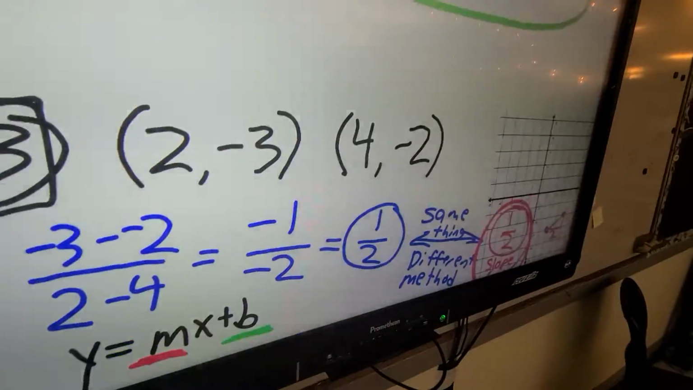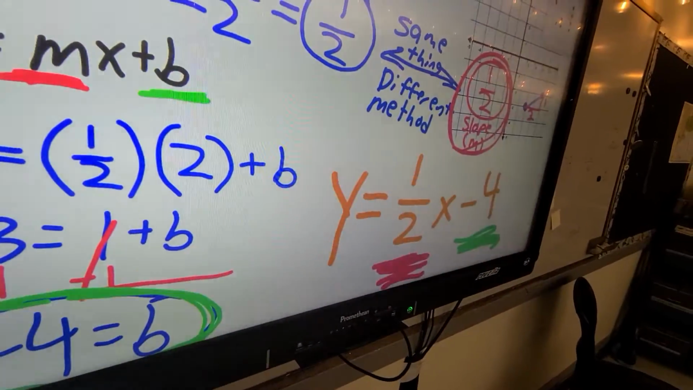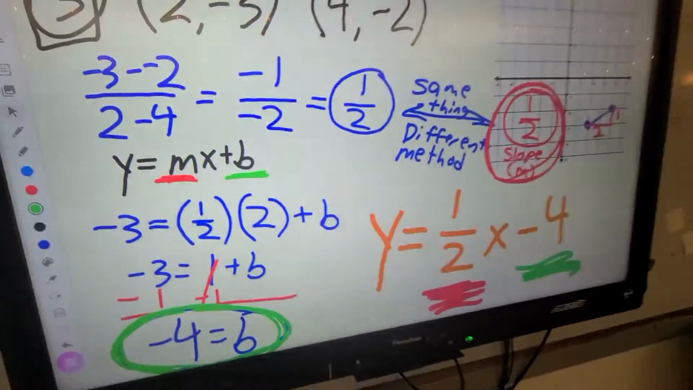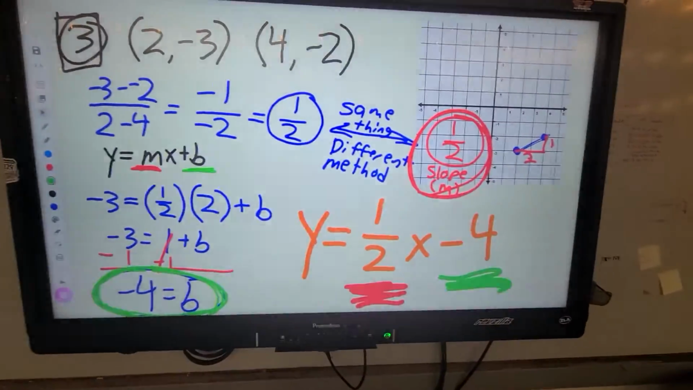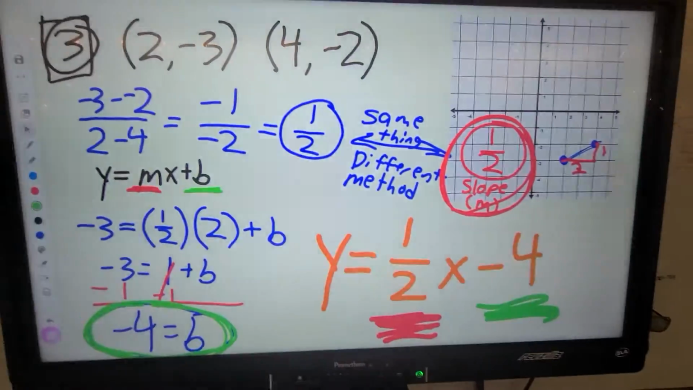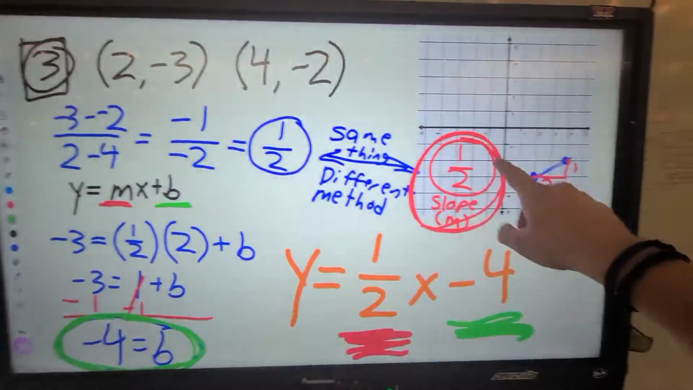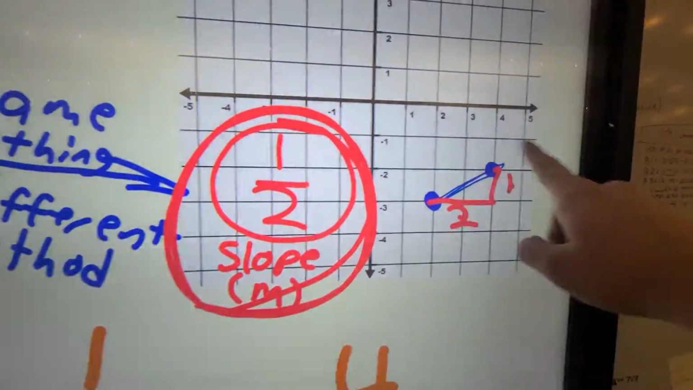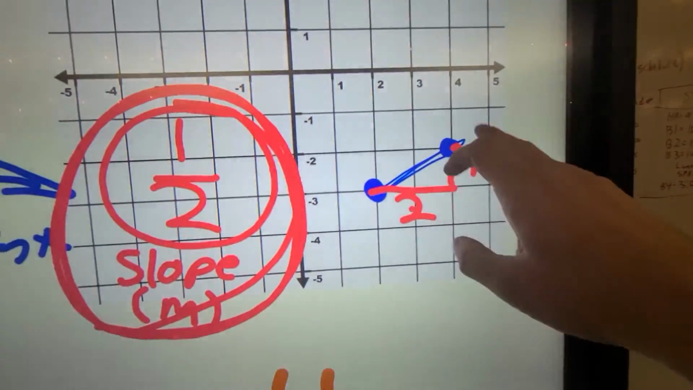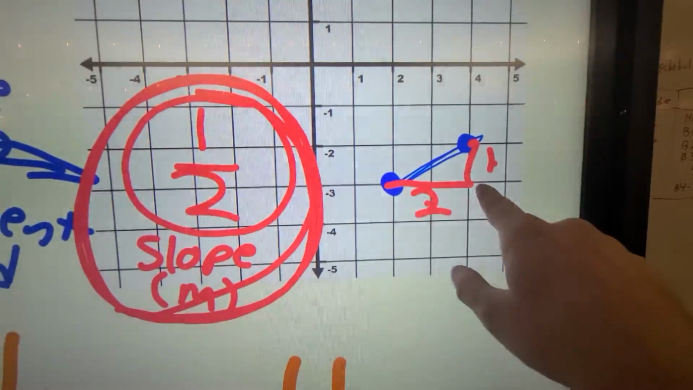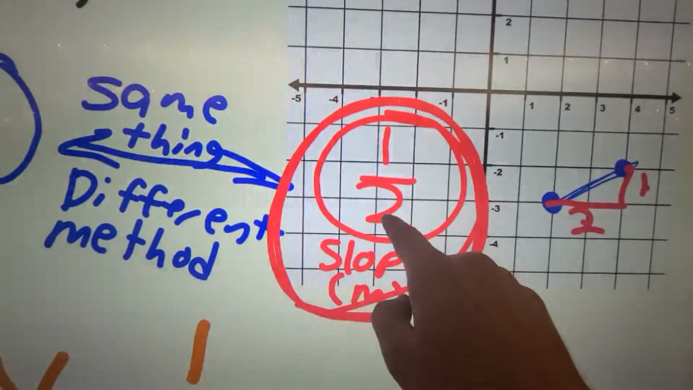For number 3, your homework tonight was really just the last 5 problems. The first 5 I went ahead and did with you guys. So once again, we're going to find the slope between these 2 points. Finding it graphically, pretty easy. It fits in this nice small graph. We went up by 1 and we went over by 2, giving me a slope of 1 over 2.